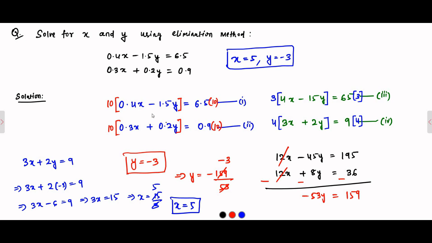Why did I tell you to always look for minus plus? Because it's easy. Just match the coefficients by multiplying suitable numbers and then add them. They will be cancelled. So here we did the other thing.